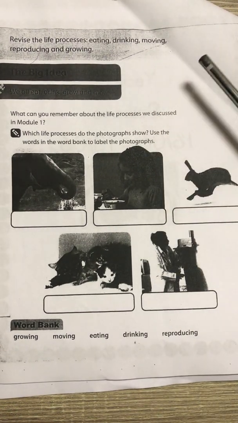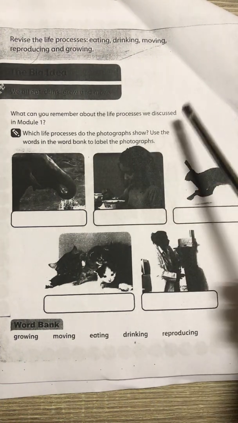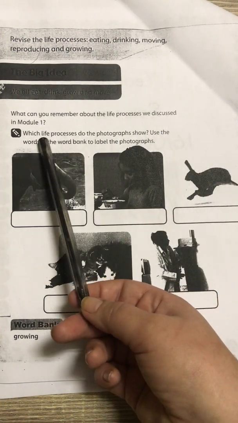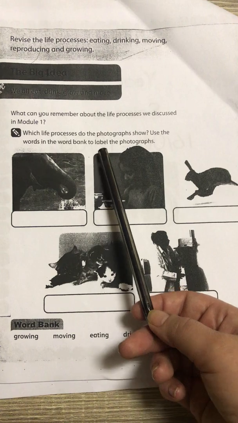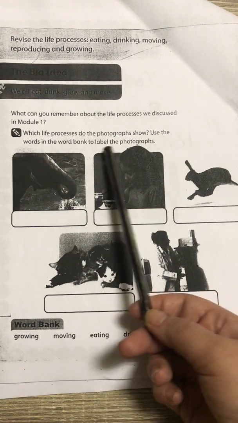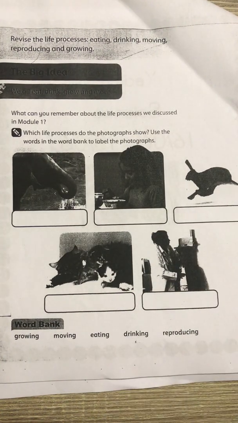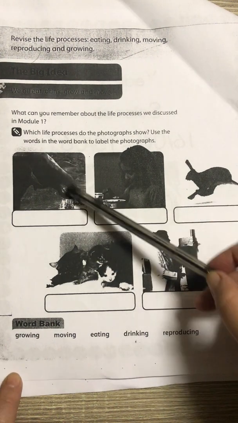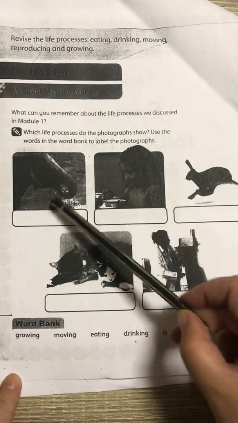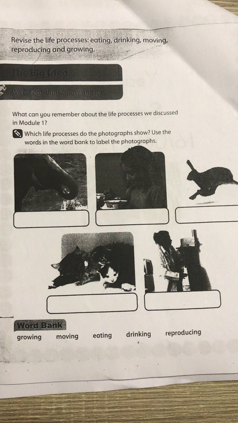Now they say, what can you remember? Okay, we haven't done life processes yet. Which life processes do the photographs show? Use the words in the word bank here at the bottom to label the photographs. Now, I know they are very dark. I'm so sorry. Next time, if we work out of this book again, I will set it in such a way that you can see the pictures more clearly. But from the outline, we can make out that this is an elephant. And this elephant is scooping water.